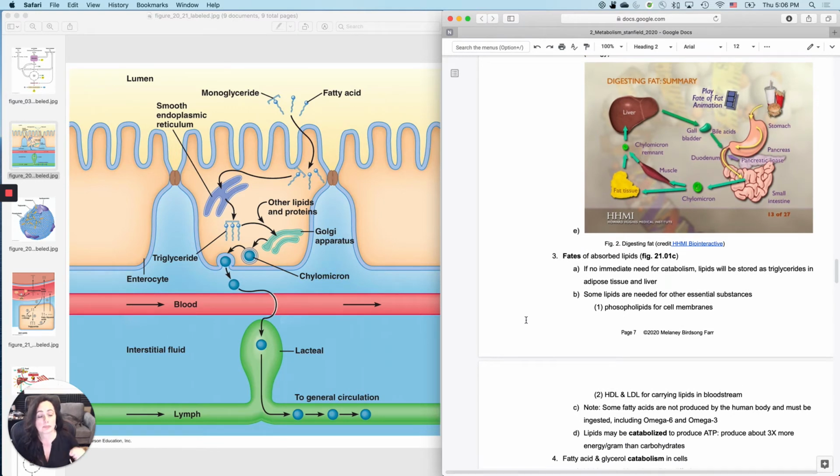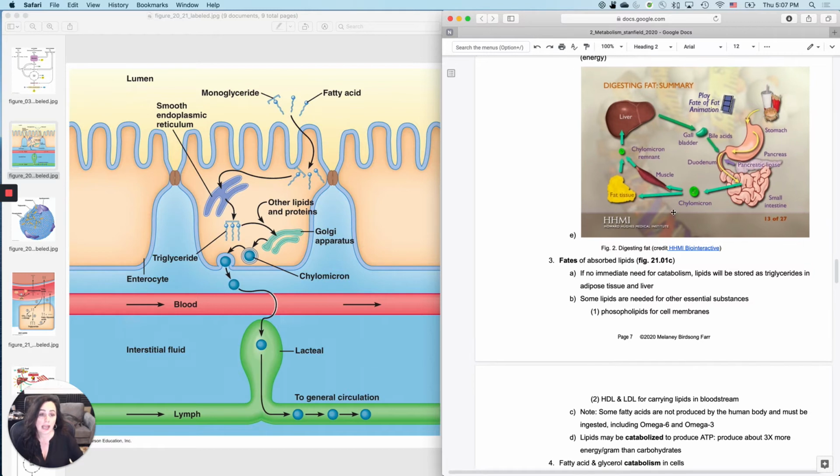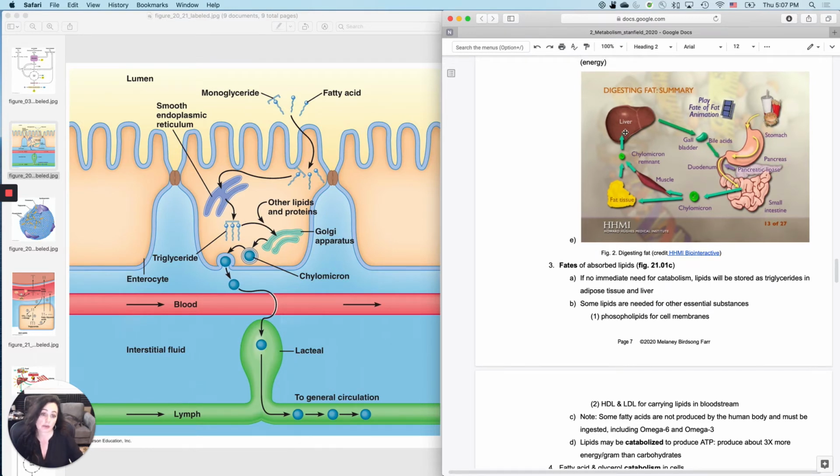Okay, so this picture right here and the link provided will be interesting to you if you want to look at this in a little more detail. If you don't need your lipids for catabolism, like you have eaten enough and you have plenty of energy, then you can actually store them as triglycerides. Back again to the whole triglyceride. We're going to make them back into triglycerides, and we can store them in our fat tissue, and we can store them in our liver.